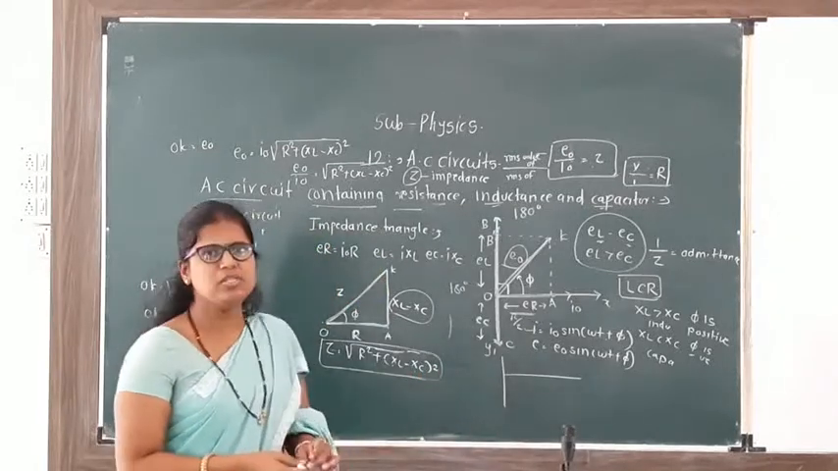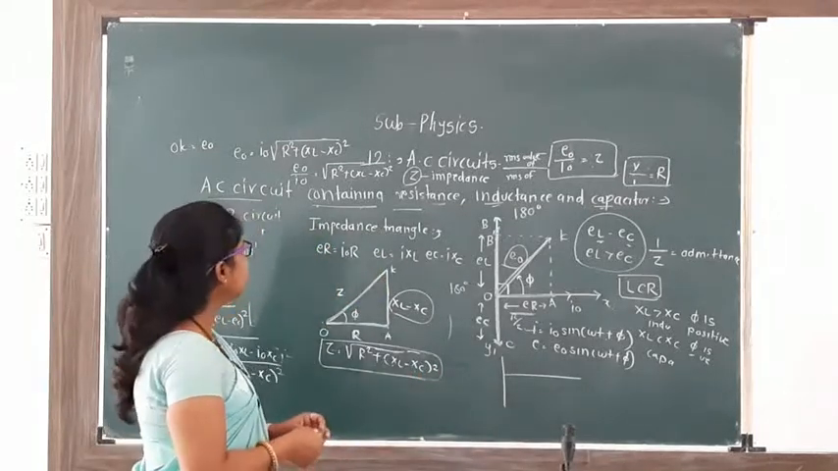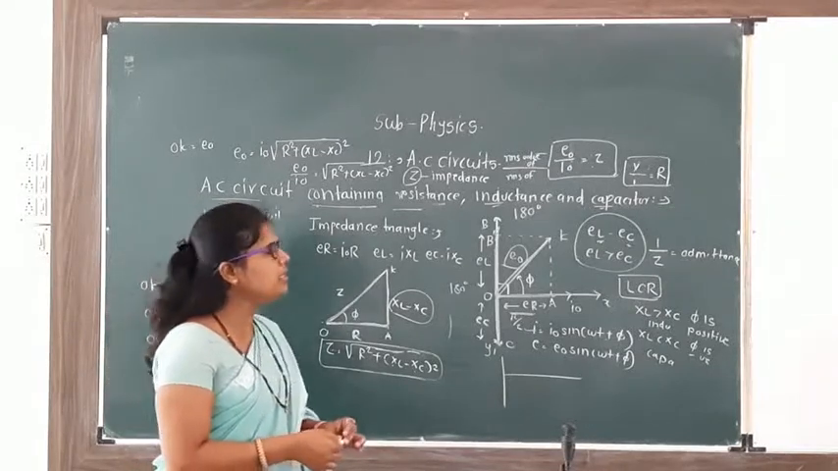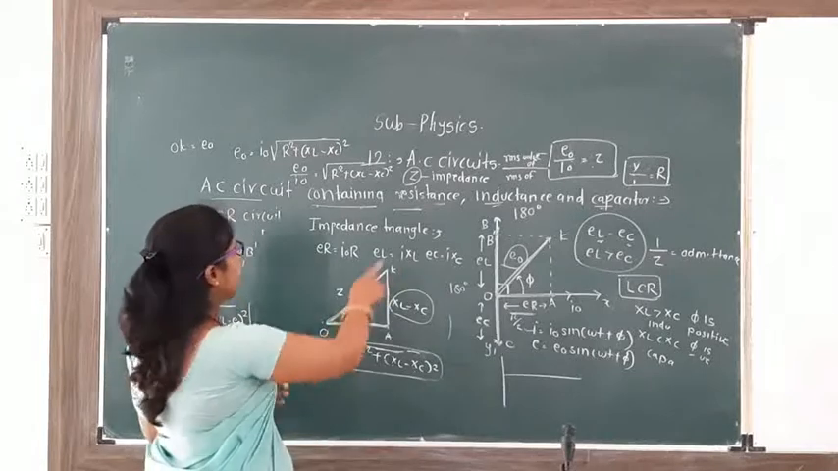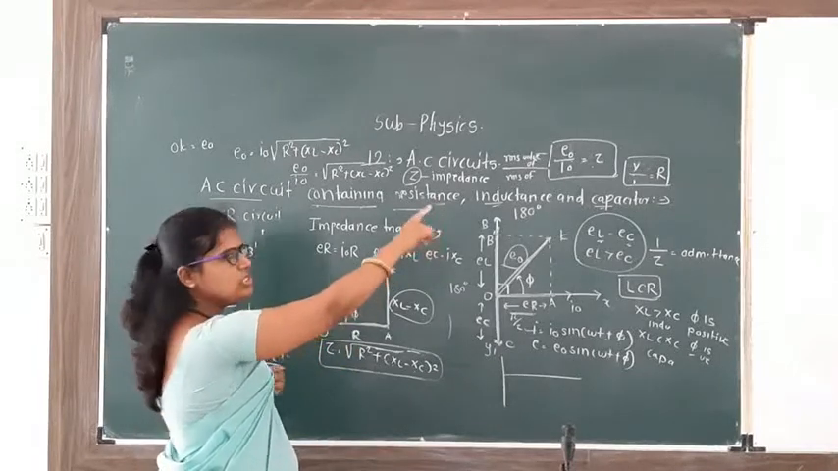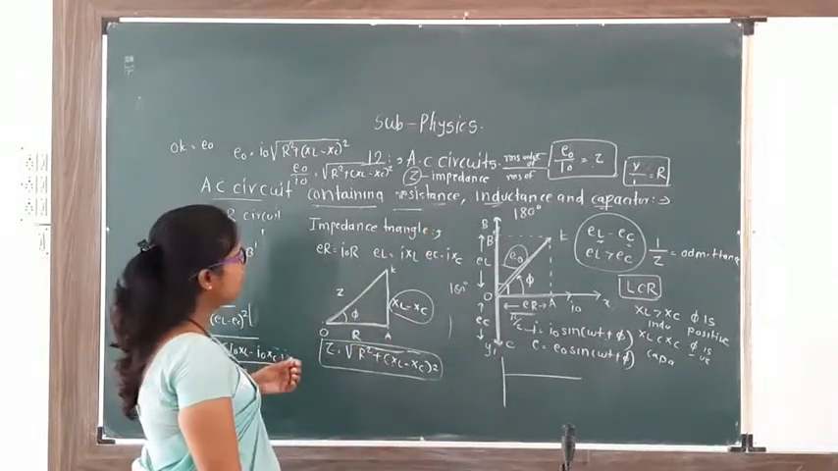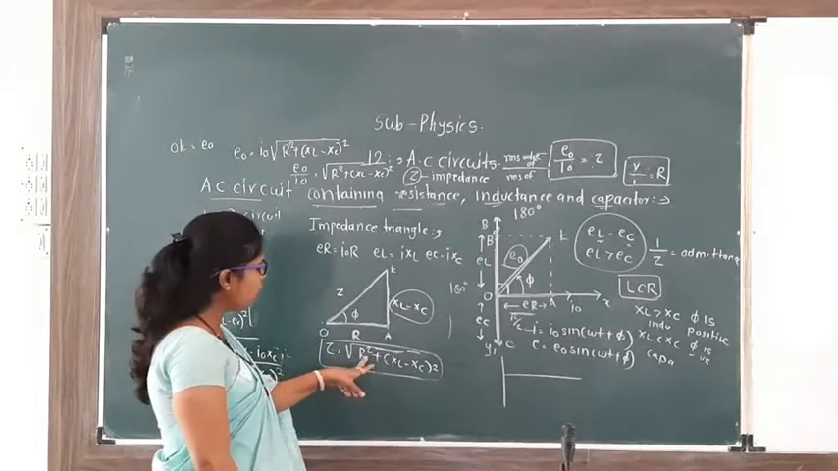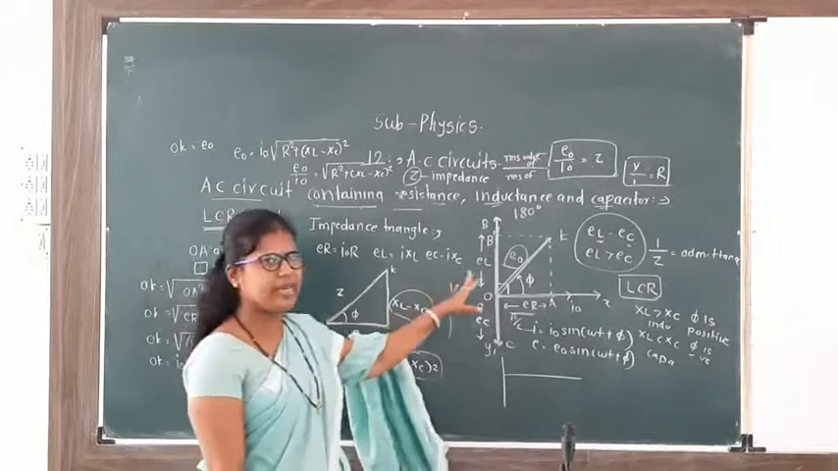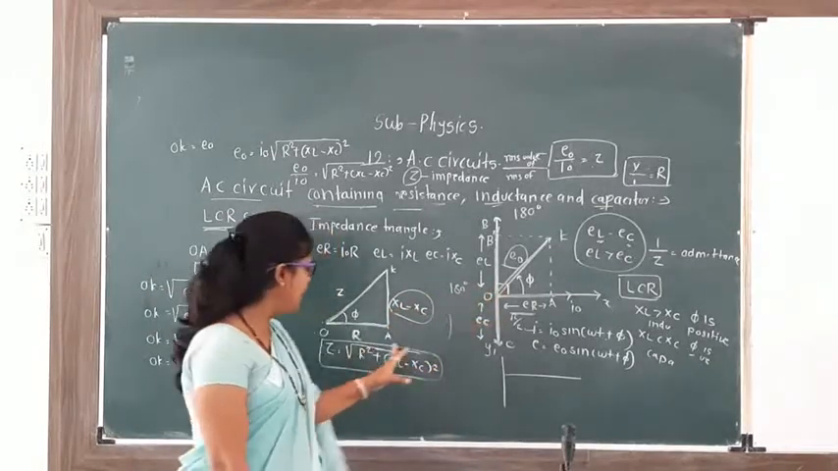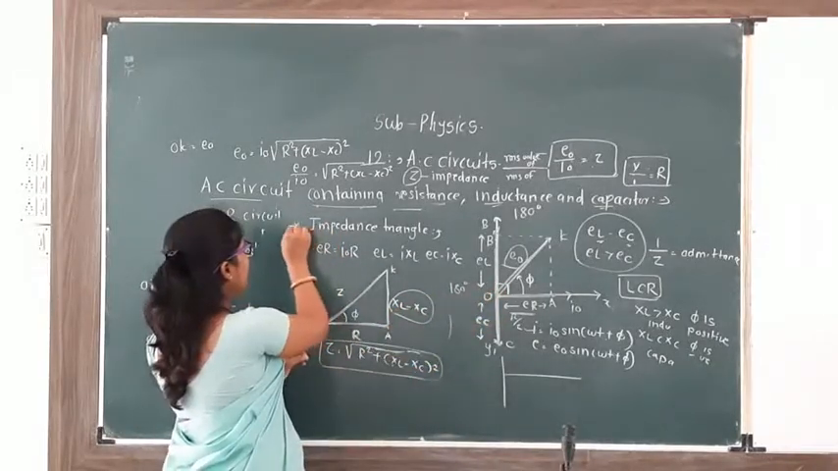In today's lecture we have seen that for an AC circuit containing resistor, inductance and capacitance, we get the equation E0 upon I0 is equal to Z, and Z's value is the square root of R square plus XL minus XC square. We also saw the phasor diagram and some different cases. And lastly we have seen the impedance triangle.